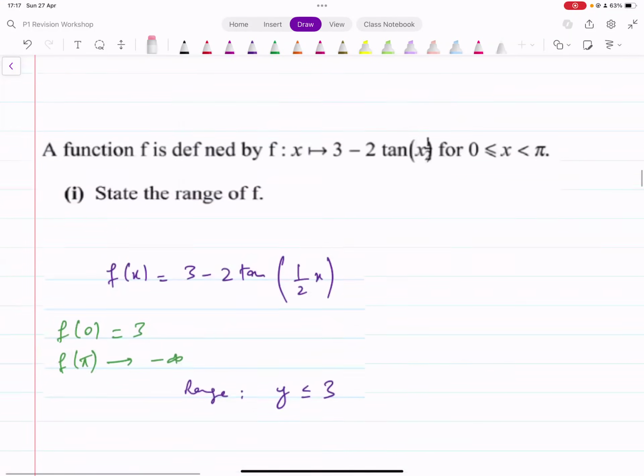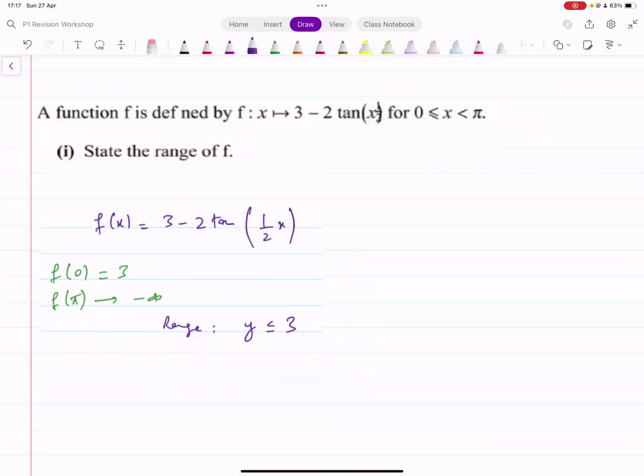Take another example. Let's say we've got this function. Now this is tan. On tan, that rule does not work. So this function is actually, this is a misprint here, it's 3 minus 2 into tan of half x. That's what the function is. You want to find the range of this function.